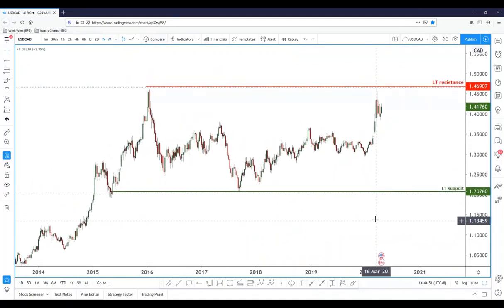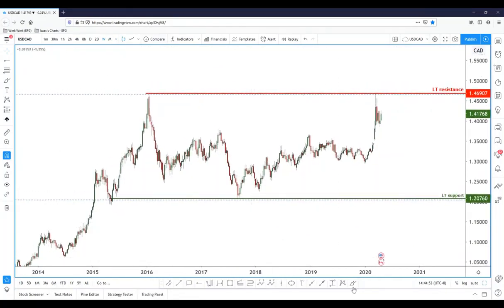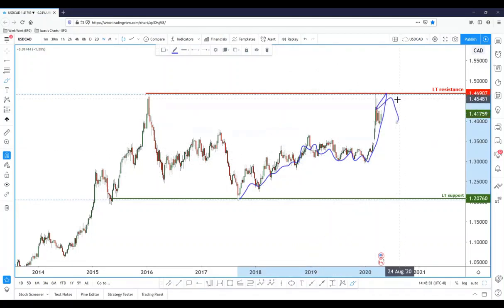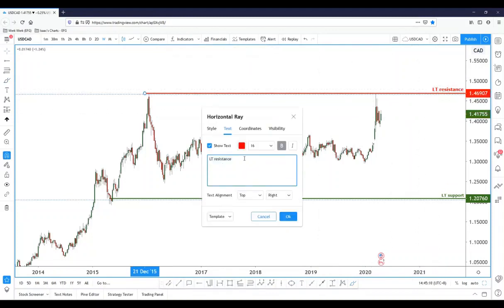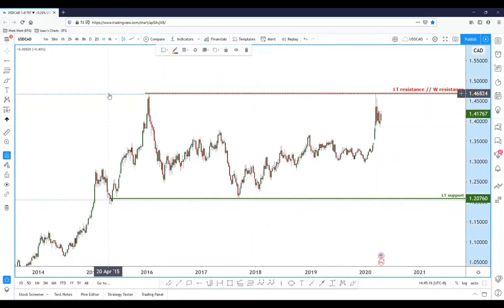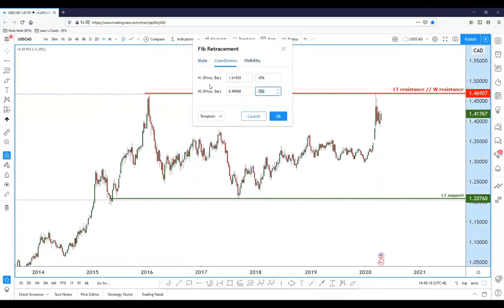Same thing on the weekly. We actually see that price has sort of drifted higher before going sideways and then making one sharp push up to the long-term resistance. So because price is actually quite close to the long-term resistance, we can consider that the long-term resistance can also be our weekly resistance. Right, let me tidy this up.